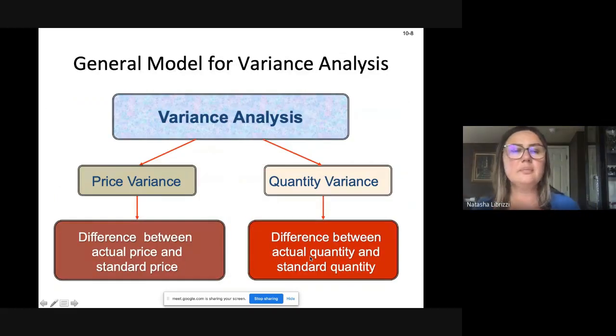Okay. Price variance is due, and I kind of already mentioned that, to differences between actual price and standard price. I expected to pay $4 for a gallon of milk, and I end up spending $3.50. So I have a 50 cents favorable variance. I spent 50 cents less. If I was expecting to spend $4 and spend $5, I have a $1 unfavorable variance. I spent too much. Now, quantity variance is the difference between actual quantity and standard quantity.